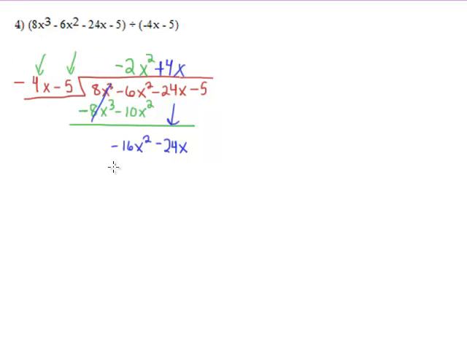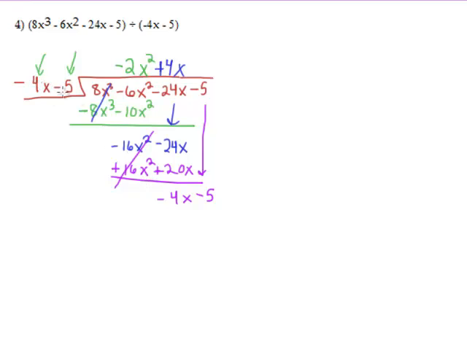Negative 4x times 4x is negative 16x squared, and then we change the sign. Negative 5 times 4x is negative 20x, and then we change the sign, so it's really plus 20x. So those cancel. This is negative 4x minus 5. Whoa, hey now. This is pretty cool. Negative 4x.